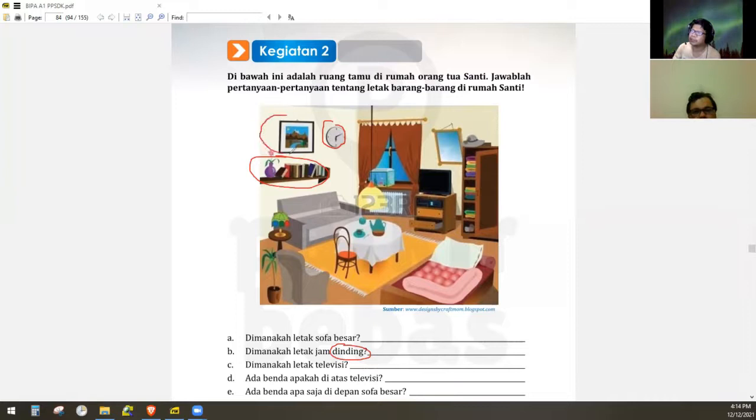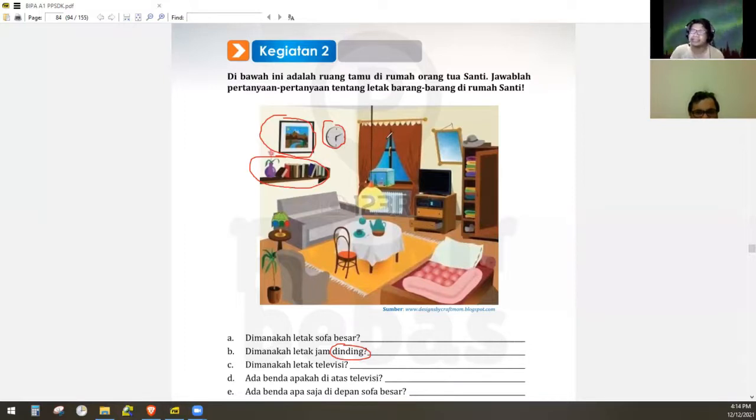Which one? Do you want to say this one? Photo atau lukisan? Lukisan, painting, I think. Okay, painting is lukisan. Ada di kiri lukisan. Yes, or you can say di sebelah kiri lukisan atau di sebelah kanan jendela.